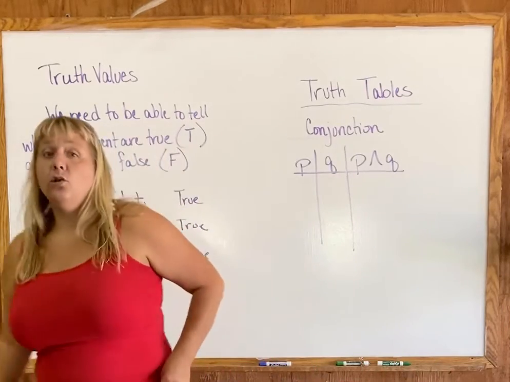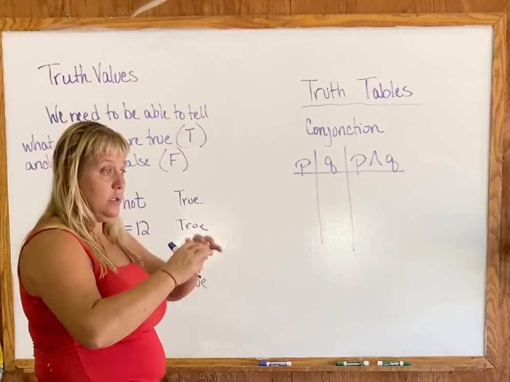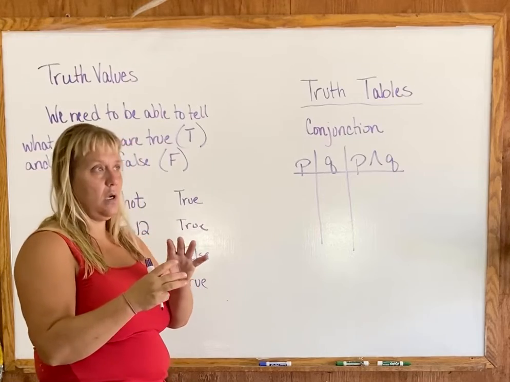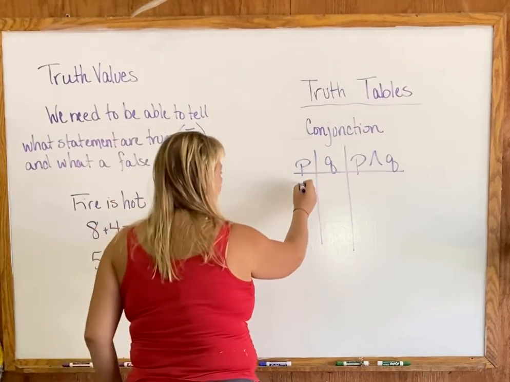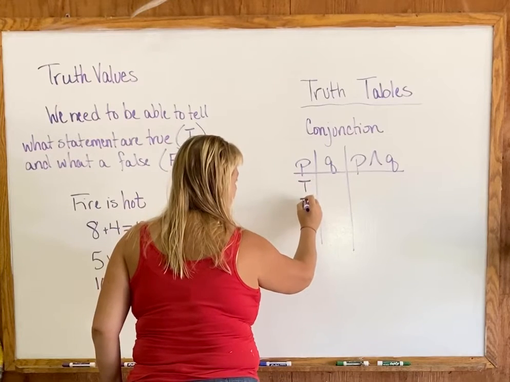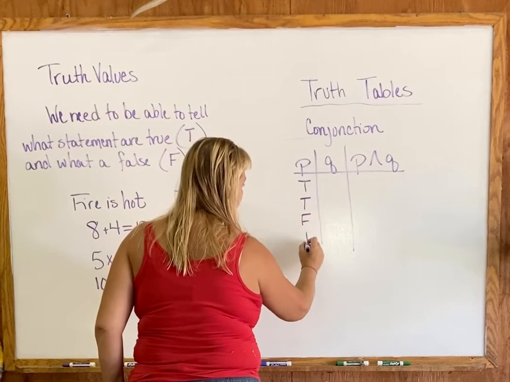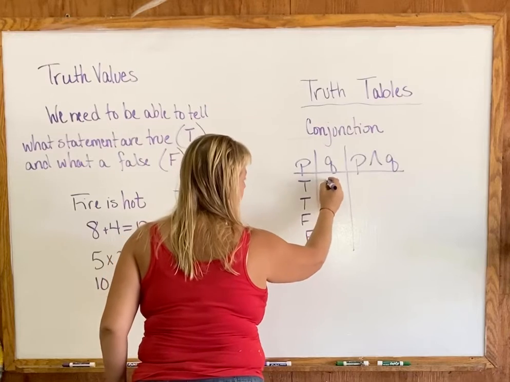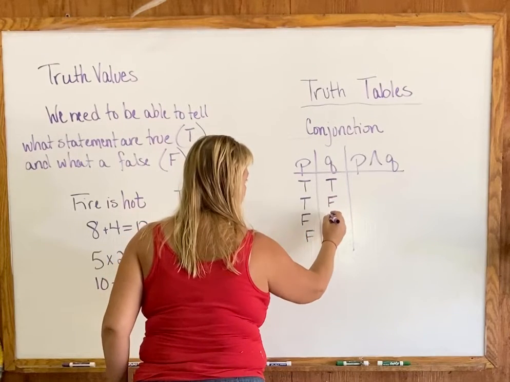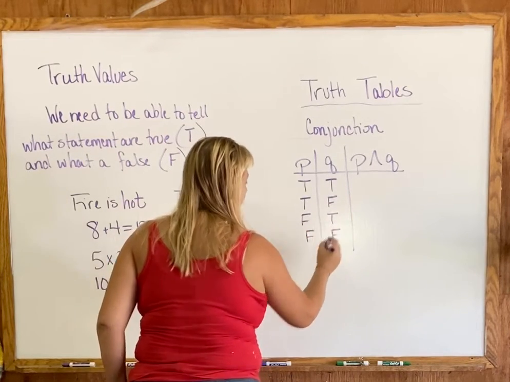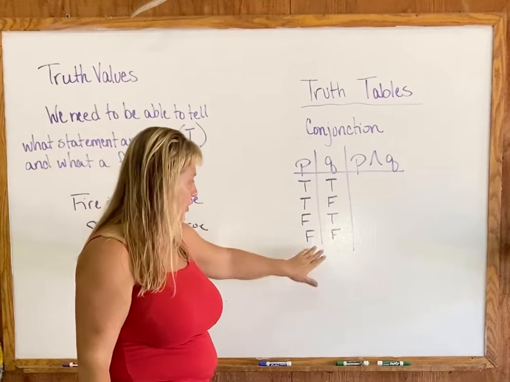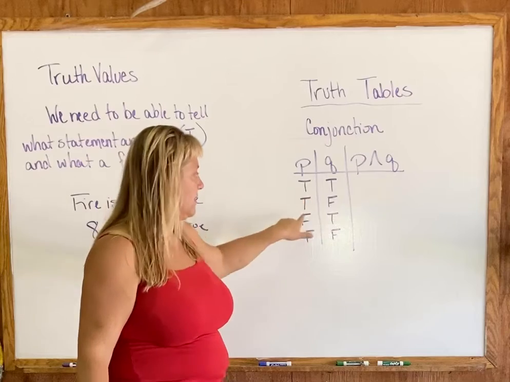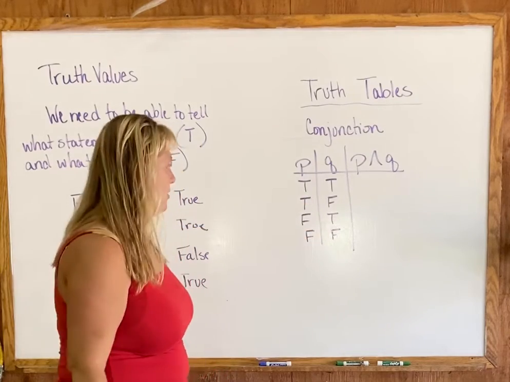So what we need to do is make all the possible combinations of true and false here. The way you do this is by saying true, true, false, false, and then in this next column you go true, false, true, false. And now each combination is created there. Two trues, true false, false true, and two falses. So all of the different combinations are there.